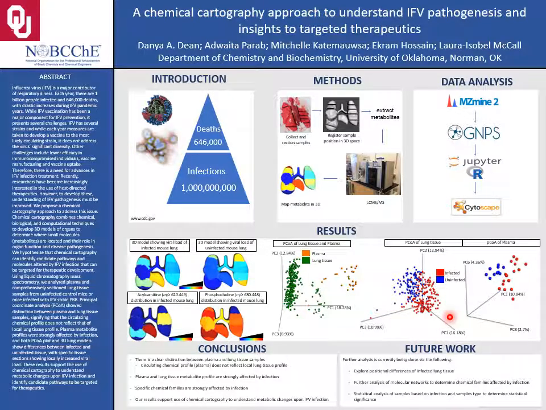We see that there's two large different clusters, and we see that specific chemical families or samples are strongly affected by infection. This work is currently being done, where we will continue to explore positional differences in infected lung tissue, carry out further analysis of molecular networks, and carry out statistical analysis to determine statistical significance.